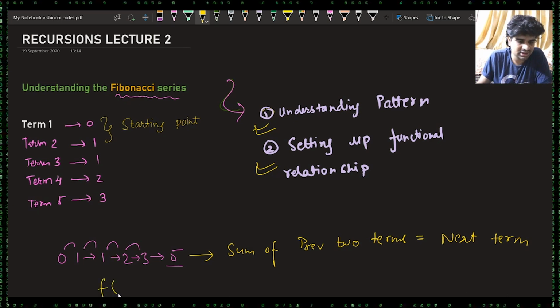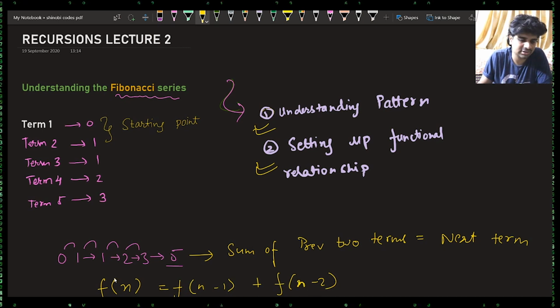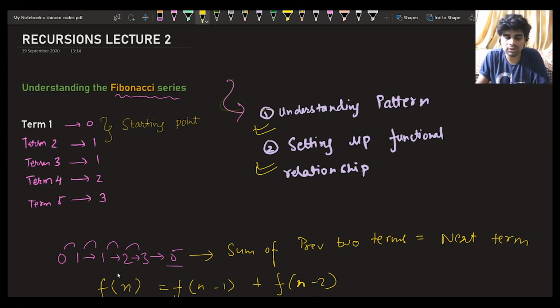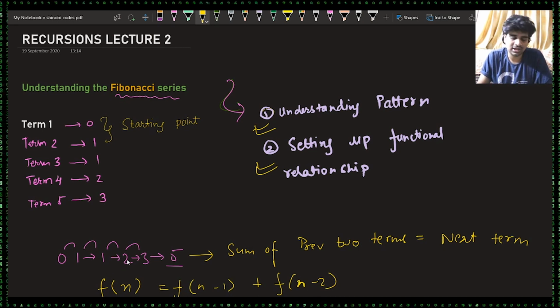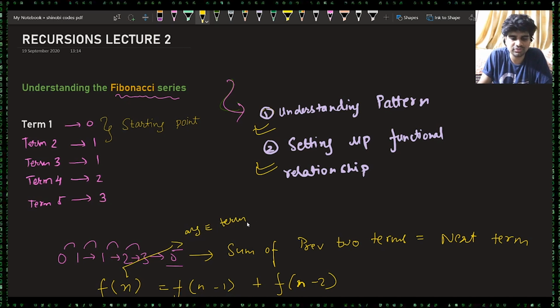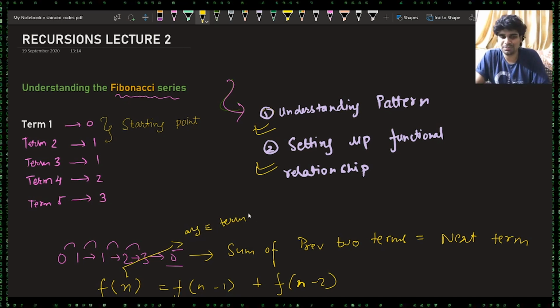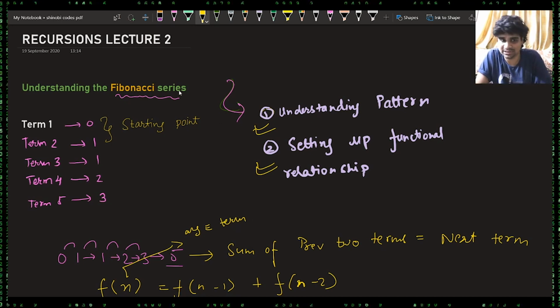So we can obviously write function of n is equal to function of n minus 1 plus function of n minus 2. Here this function will return the value of that term, and n will be the argument, and the argument here is equal to the term, which term it is. Okay, so here we just had a basic understanding of the Fibonacci series.